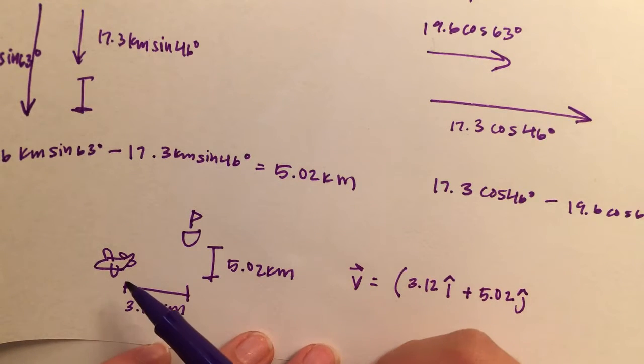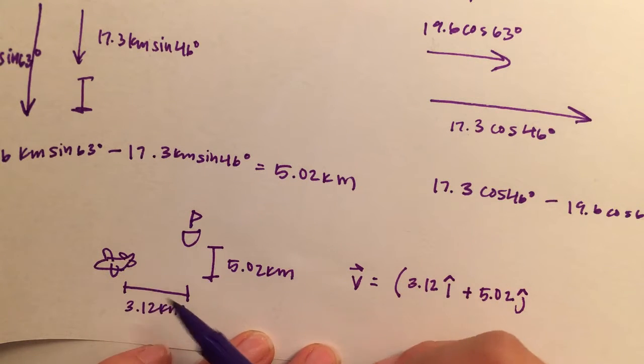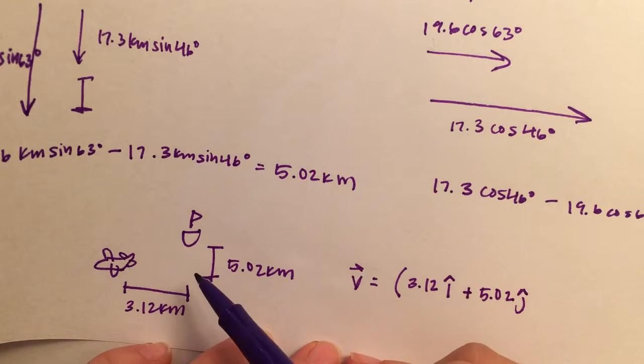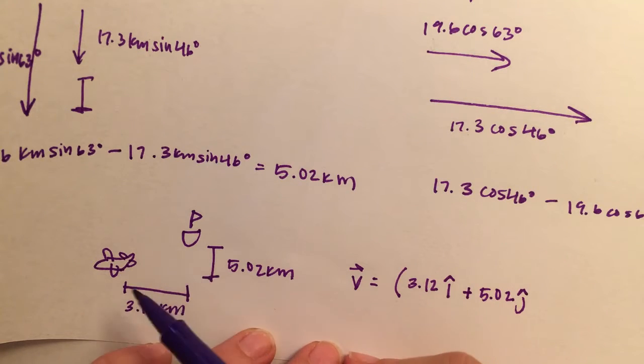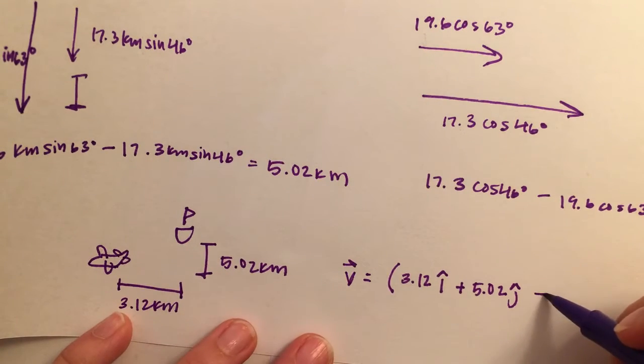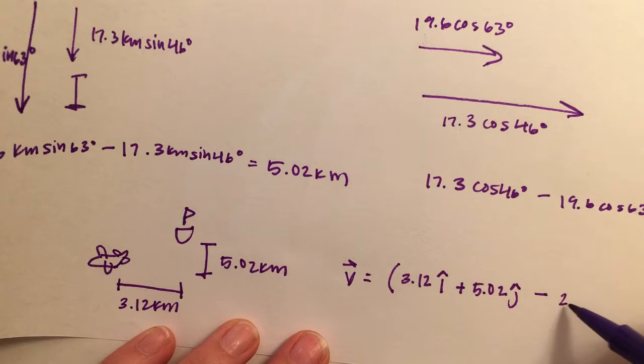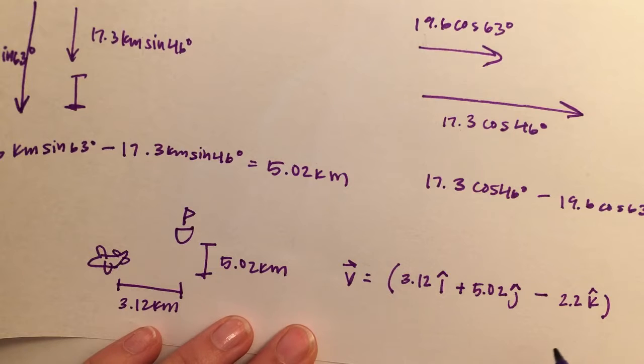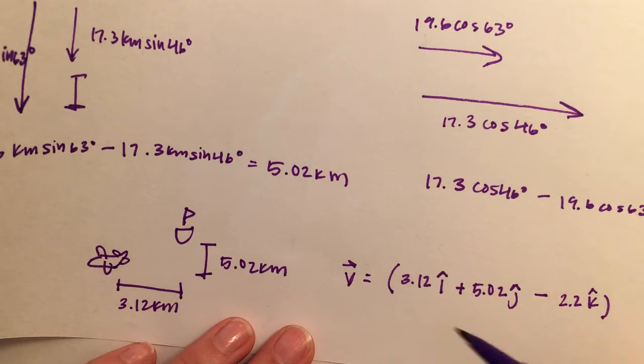And now there's also the z direction. Remember that the plane is 2.2 kilometers above the ship, and since we're finding the position vector for the ship relative to the plane, the ship is below the plane, which means negative 2.2 k hat. So that's the vector.